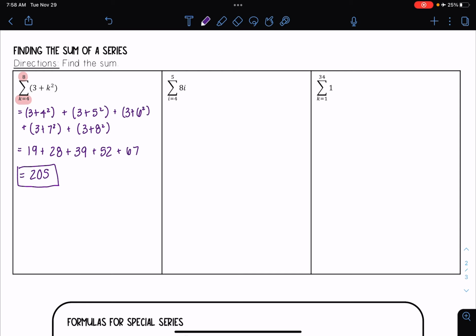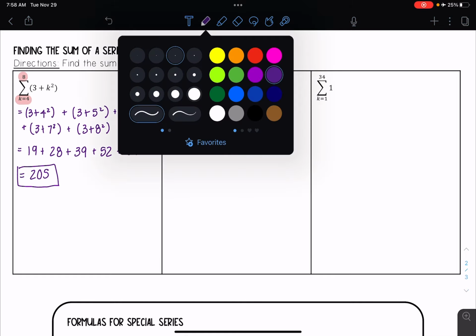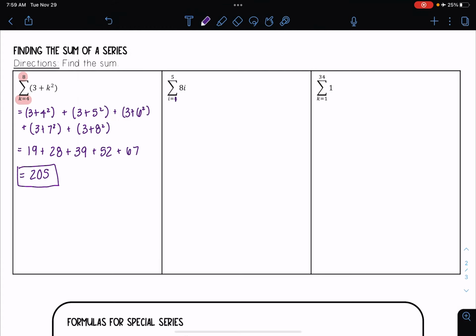Okay, let's look at another one. So this next one, I have i equals 1 to 5 of 8i. So here my pattern is 8i. I'm starting at i equals 1, and I'm going to keep going until I get to 5.